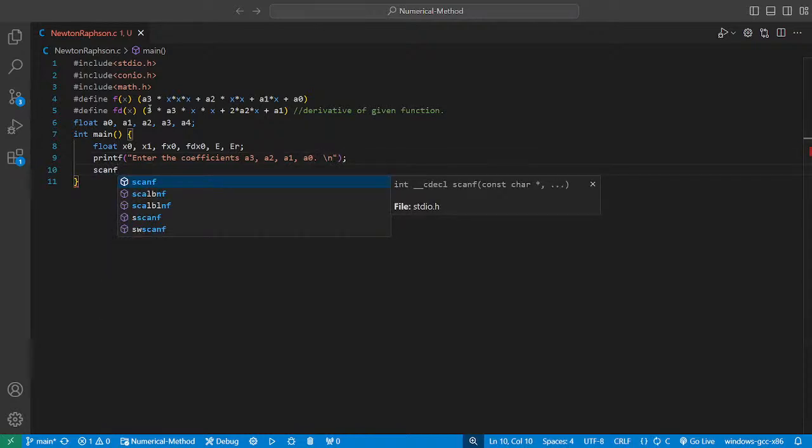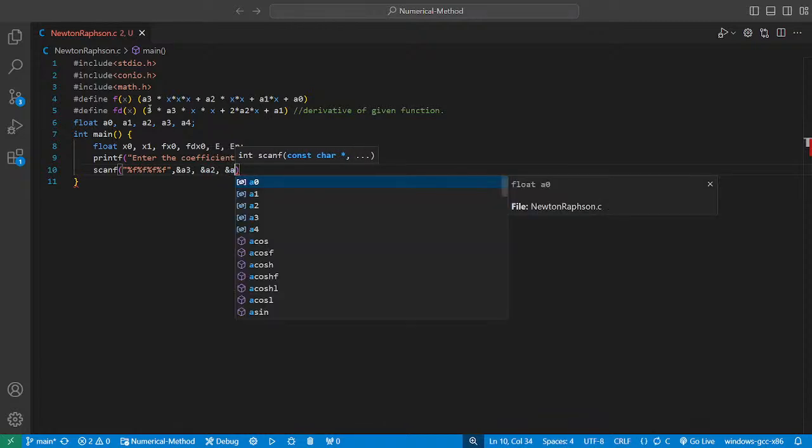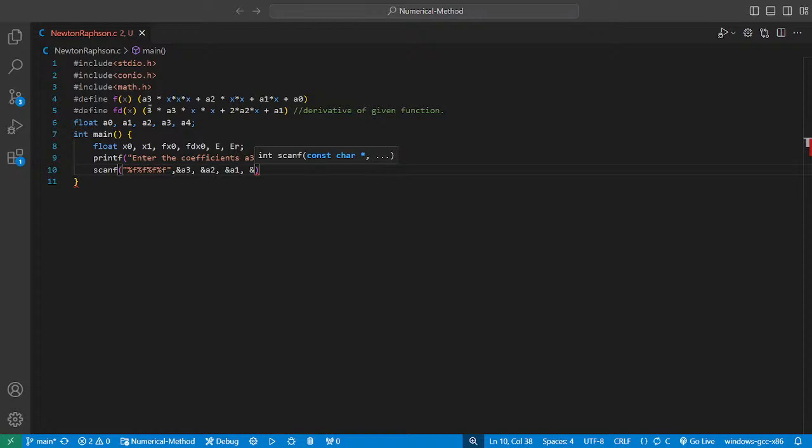Let's use scanf and put this on percentage f. How many? Four percentage f. That will go to the variable a3, right? Yeah, a3. That will go to a3. That will go to a2. That will go to a1. That will go to a0.